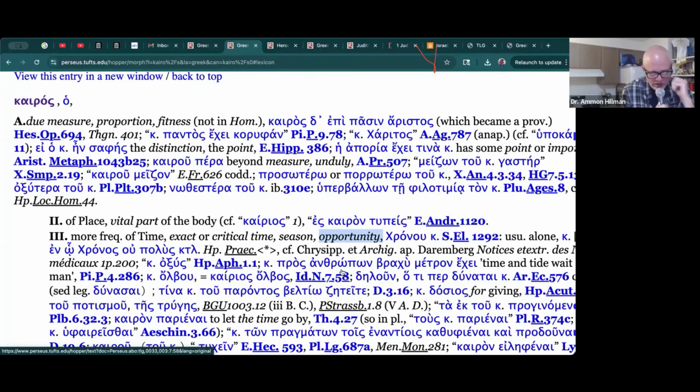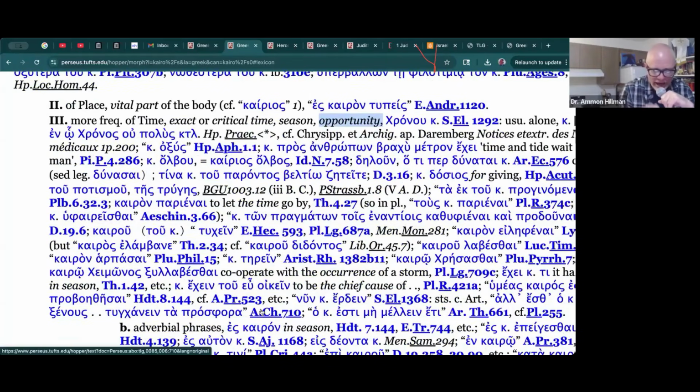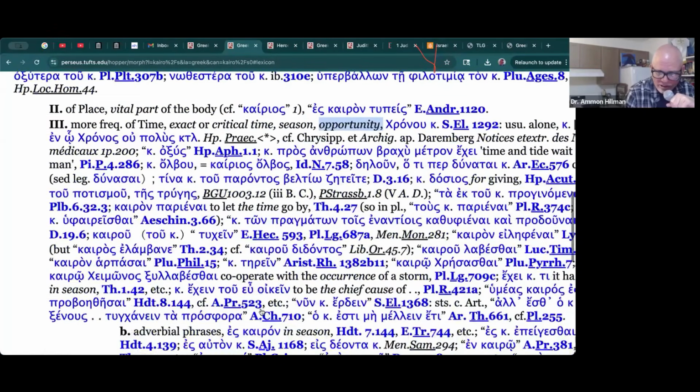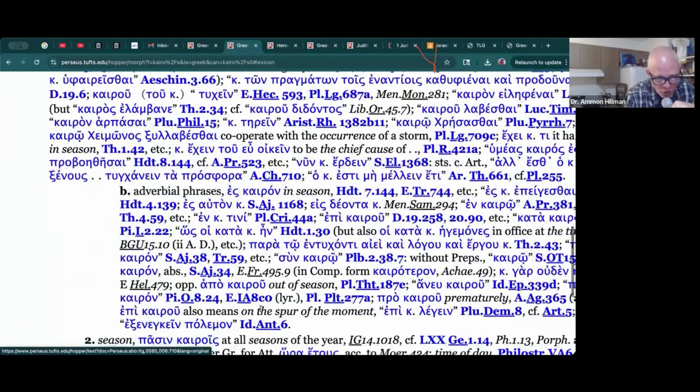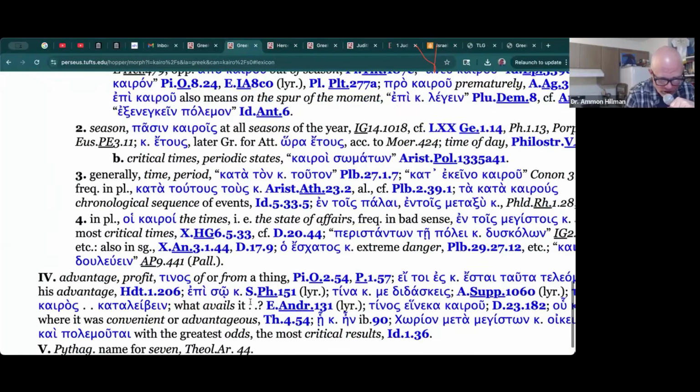You'll notice Hippocrates' aphorisms, HP, APH. They use this in the medical field to indicate the exact critical time in a disease when treatment will turn the tide. There's a very famous Hippocratic saying that your opportunity is fleeting. You have to grab it at the right time. You have to know what your kairos is. You have to know your times.